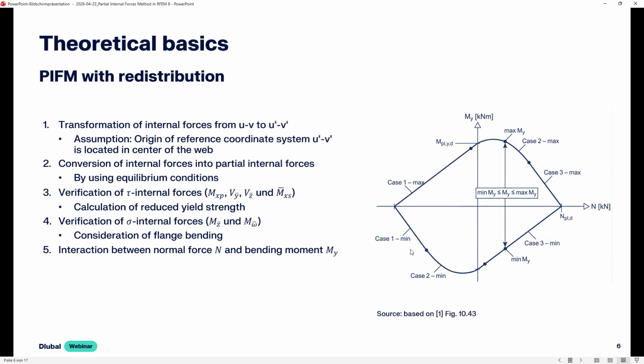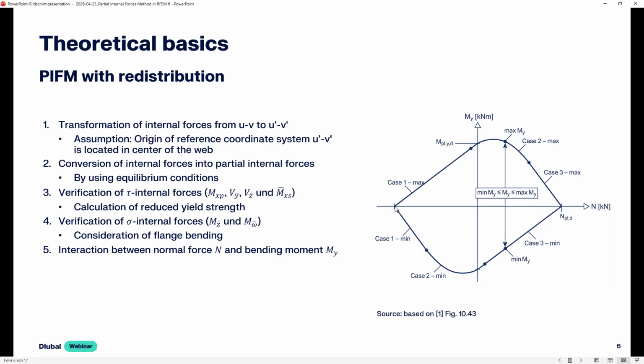If you would visualize this interaction, you would receive a diagram like the one shown here on the right. We have our coordinate system with bending moment and normal force, and we have different cases in different areas which we have to consider. You can see case 1 max, case 2 max, case 3 max. And also for a negative bending moment, we have these 3 cases for min. Now we have to find out in which of these cases we are located.